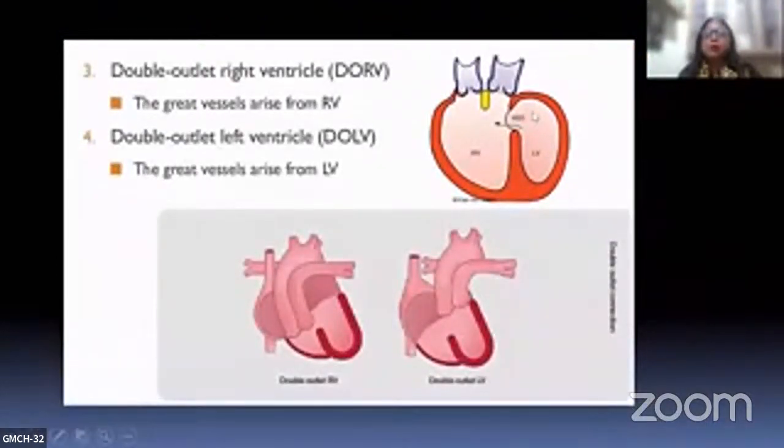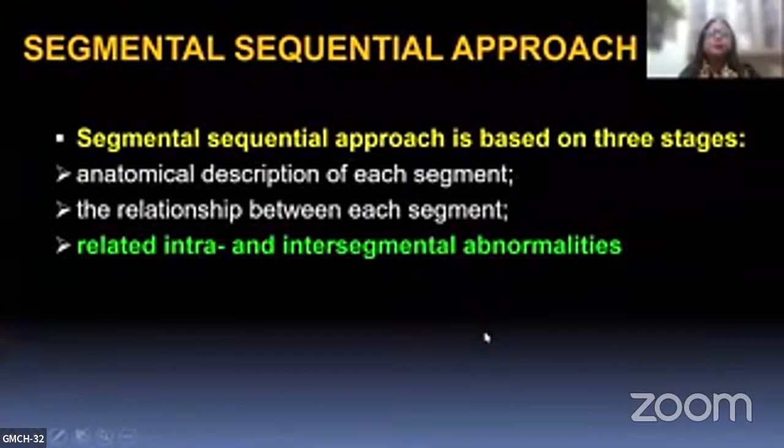So this is how a double outlet right ventricle looks, where usually there is a VSD so that they can communicate with the RV, as both the great arteries are rising from the RV. In DOLV, that is double outlet left ventricle, both the great arteries are arising from the left ventricle.